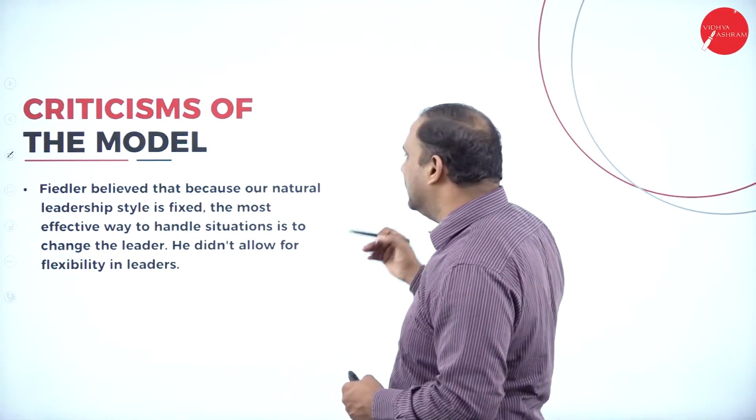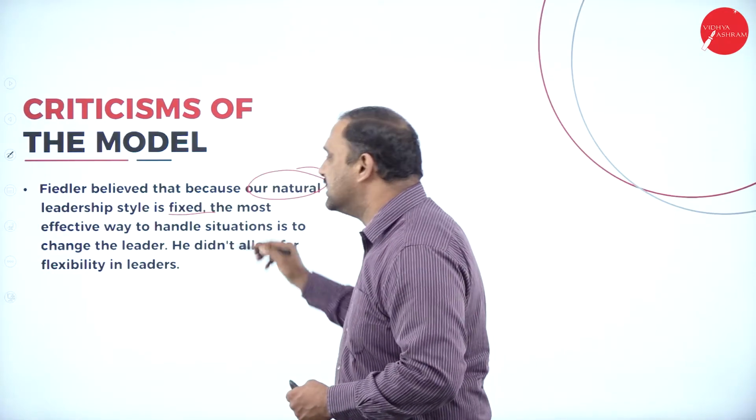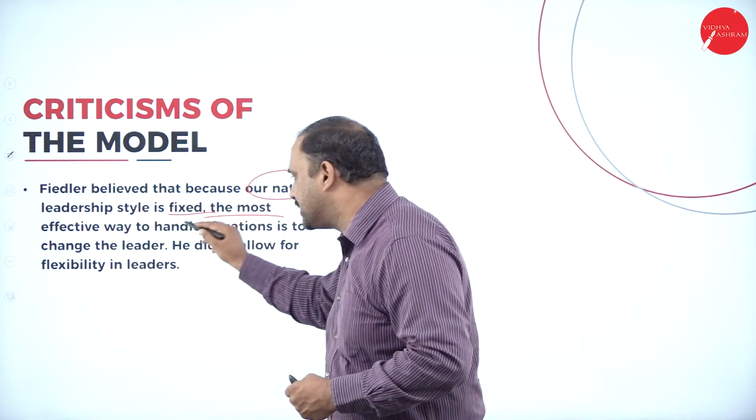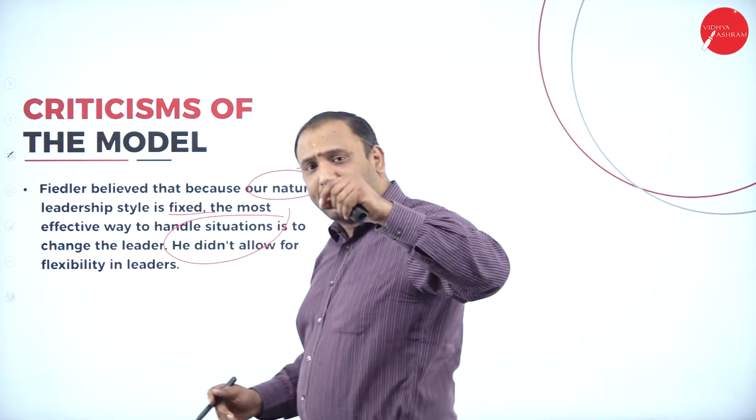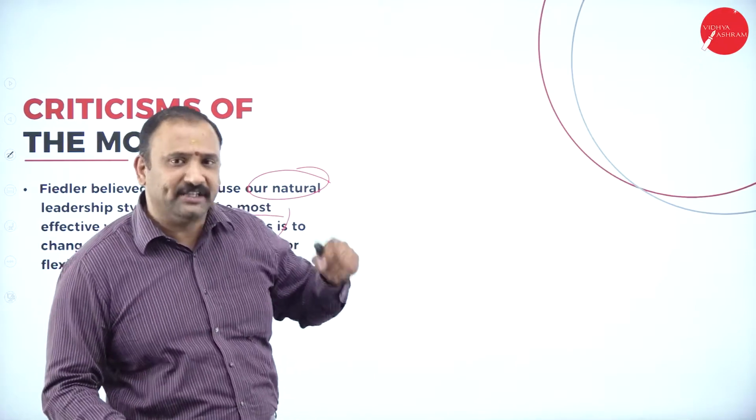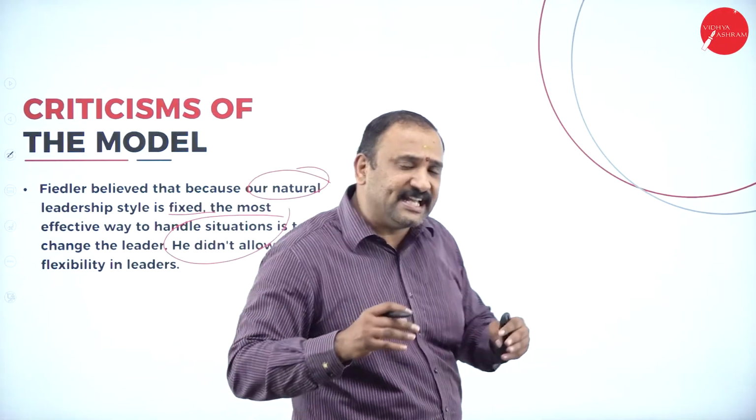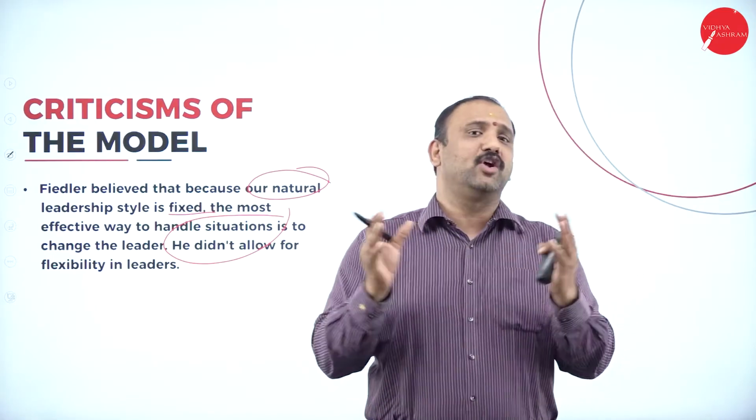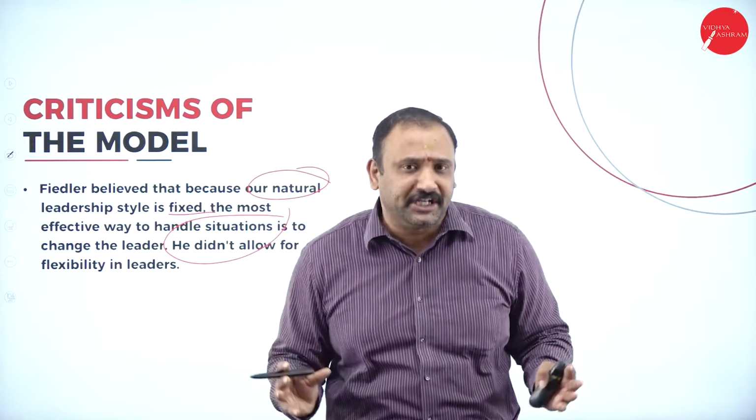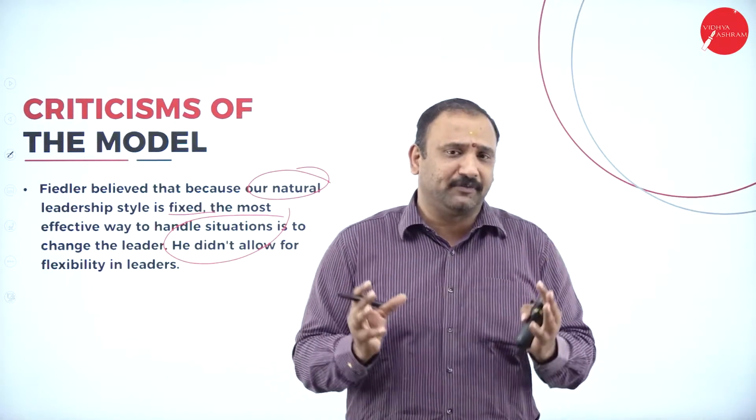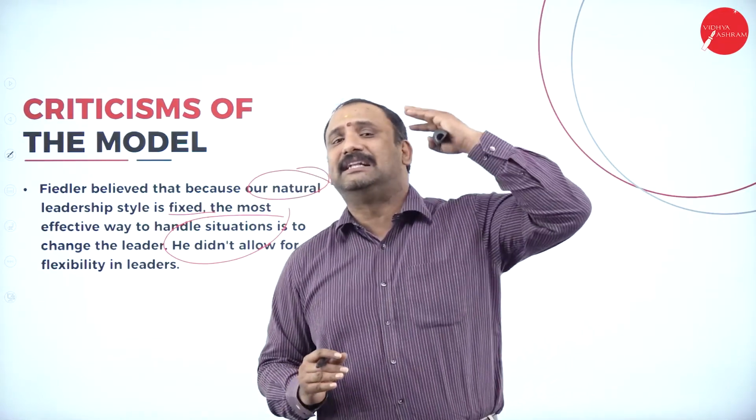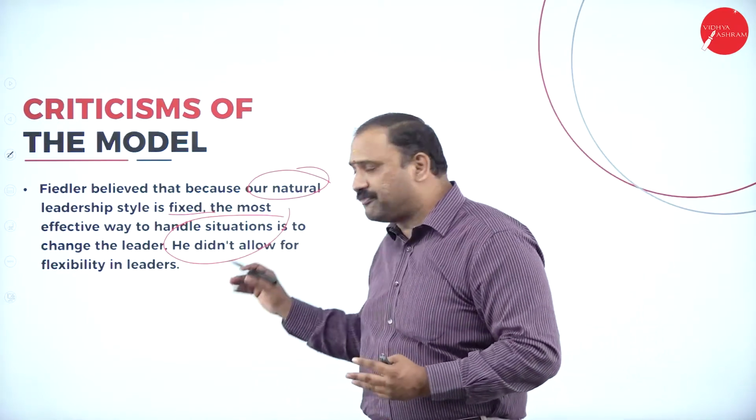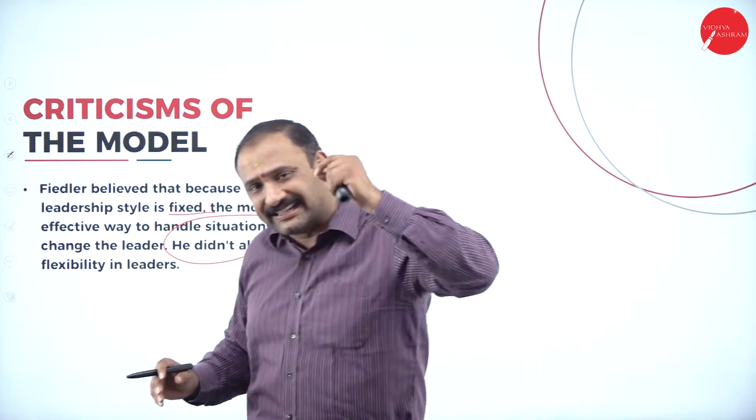They say that in the Fiedler model, because our natural leadership is fixed, the most effective way to handle a situation is to change the leader. He did not allow flexibility for leaders. So one among the criticisms that has always been spoken about in Fiedler's contingency model is that people feel that since the nature of leadership is fixed, you cannot change your leadership style. You cannot make people believe that whatever you have done is right or wrong every time. So the concept of flexibility will definitely get beaten down. That is one factor which has always been spoken of as a criticism.